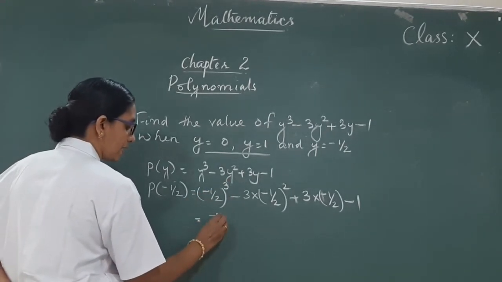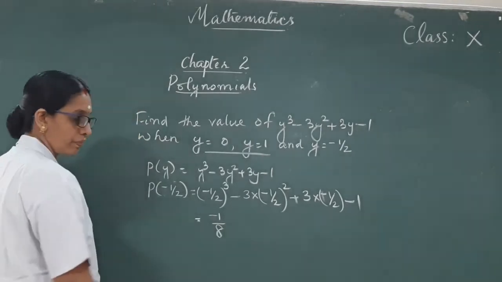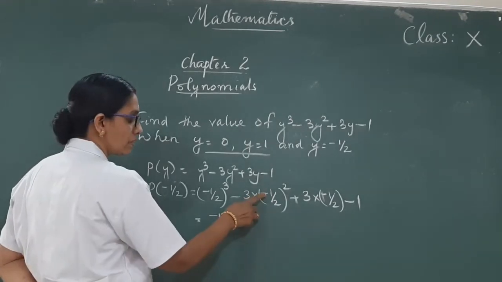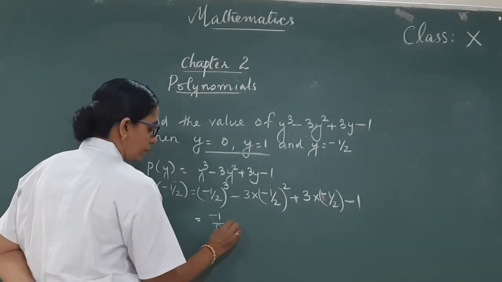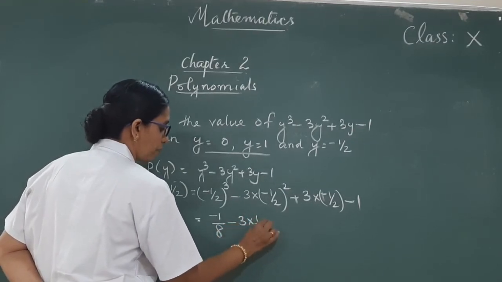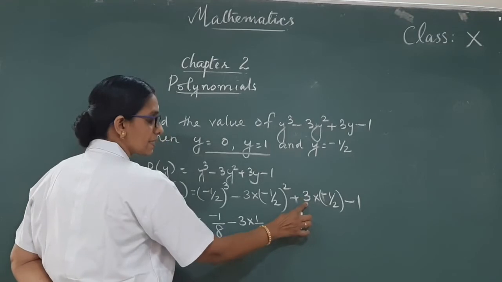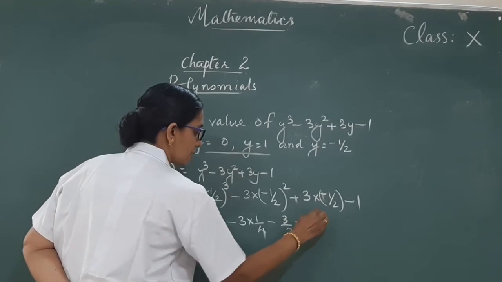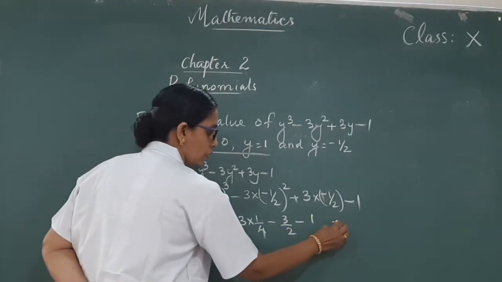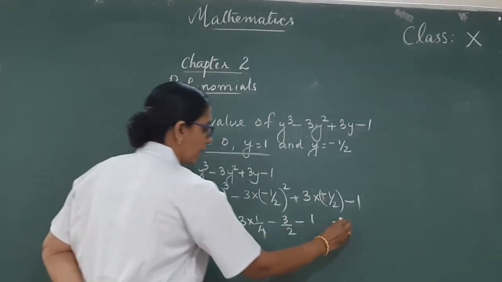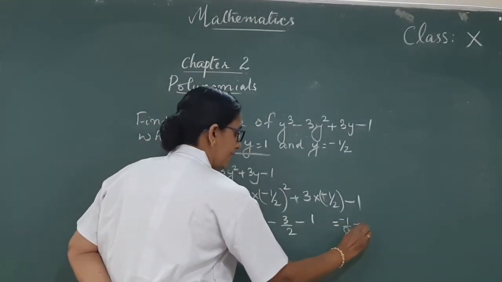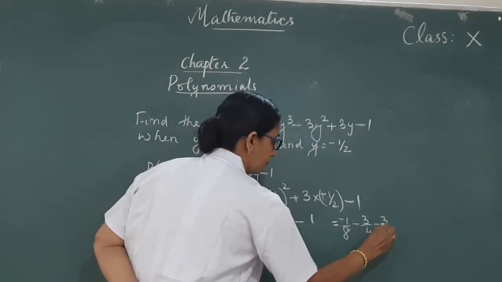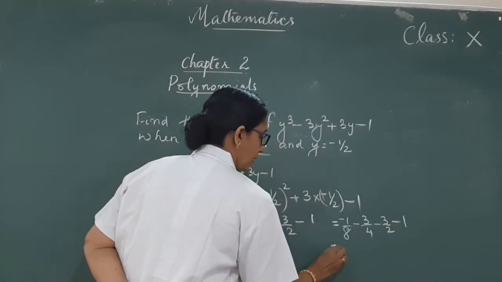Minus 1 cube is minus 1, so minus 1 by 8. Then here minus 1 by 2 the whole square is 1 by 4. Then minus 3 multiplied by 1 by 4. Then here plus 3 multiplied by minus 1 by 2, minus 3 by 2, minus 1. Equal to, so here minus 1 by 8, then minus 3 by 4, plus 3 by 4, minus 3 by 2, minus 1. Now how will you simplify?